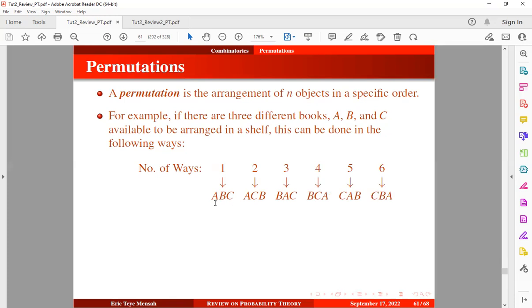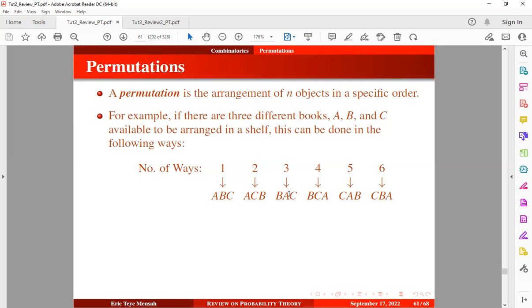Now, if you are to assign numbers to these labels, let's assign 1 to A, 2 to B, and 3 to C. This will be 1, 2, 3. Now, if you have this, this will be 1, 3, 2. So this is totally different from this. Once you assume some values for these labels, you realize that the arrangement is totally different, even though you see it as A, B, C.